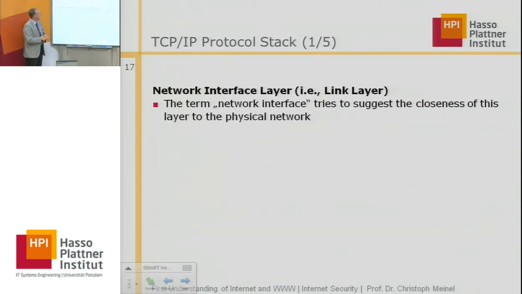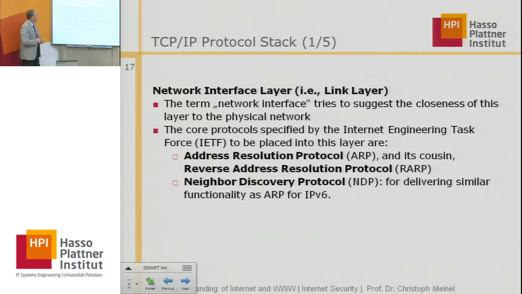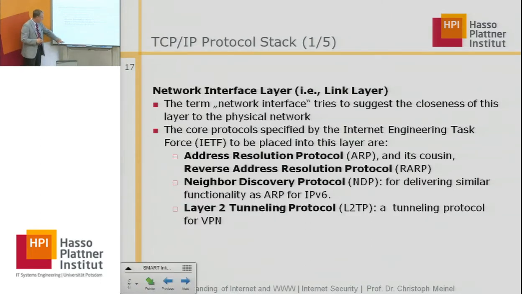This term network layer suggests the closeness of this layer to the physical layer. At the physical layer sit, for example, Ethernet, WLAN, or others that are interconnected, and of course the IP protocol has to interact with these different physical networks. The core protocols specified by the Internet Engineering Task Force, which are placed on this layer, are the Address Resolution Protocol, the ARP protocol, the Reverse Address Resolution Protocol, RARP, and the Neighbor Discovery Protocol, NDP, for delivering similar protocol functionality like ARP for IPv6. Then the Layer 2 Tunneling Protocol, which is a tunneling protocol for VPN.